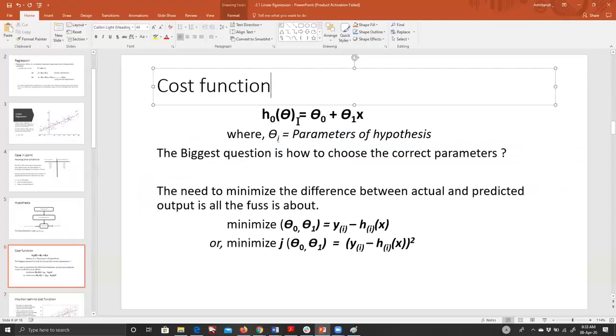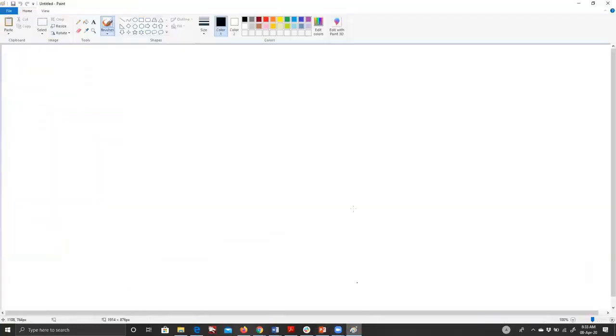Here it is based on theta, because theta is the variable, not x. So now theta i are basically the parameters of the hypothesis. The biggest question is how to choose the correct parameters. So the idea of a cost function is, okay, cost or error. What is error really?